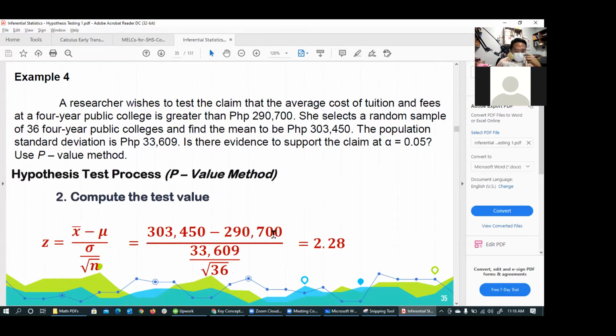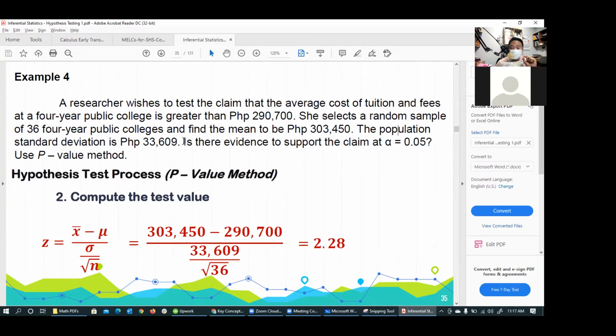If you remember the first or the traditional method that we had before, kanina step was actually the third step, right? But in the p-value method of solving hypothesis testing, this is the second step. So, our sample mean, which is actually 303,450, because that's coming from the random sample of 36 four-year public colleges. She selects a random sample of 36 four-year public colleges and finds the mean to be 303,450.